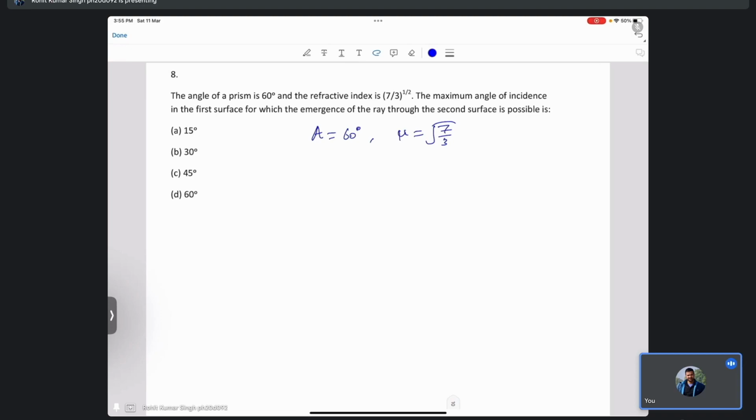Okay, so this problem is a little involved. You don't have a thin prism, and you're asked for the maximum angle of incidence I for which the emergence is possible. The emergence is possible only when R2 is less than or equal to the critical angle, right? Otherwise it will get totally internally reflected. So for maximum, let's take R2 equal to theta c, correct?